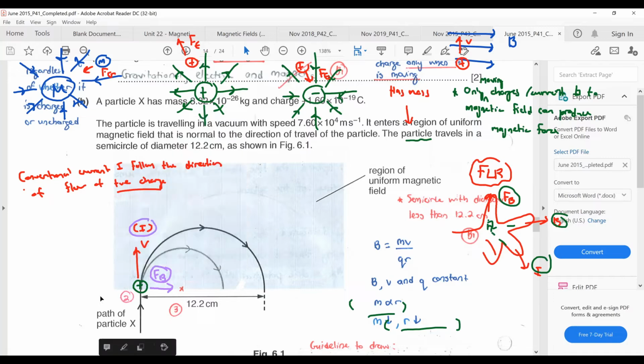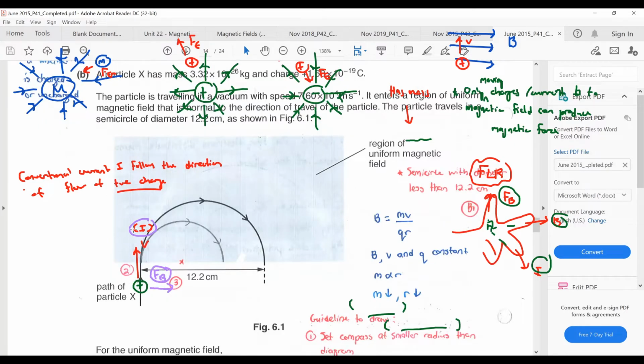So for this case, identify first what is your I, identify what is your magnetic force FB, then you can identify what is your B already. Right, so this part is fine.